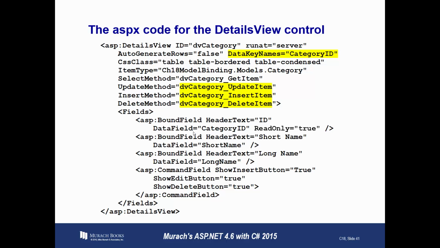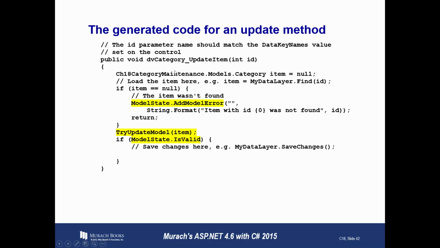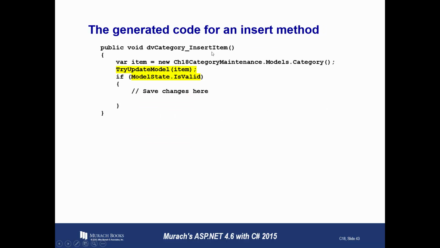Then the update, insert, and delete methods contain the names of the methods in the code behind that perform the operations. So notice we've got here update item, insert item, and delete item. All right. There's DV category update, there's DV category insert, and there's DV category delete.